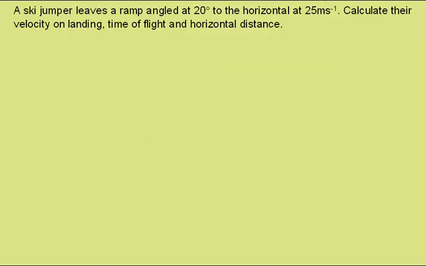A ski jumper leaves a ramp angled at 20 degrees to the horizontal at 25 meters per second. Calculate their velocity on landing, time of flight and horizontal distance. I'm going to start by drawing in the velocity and adding a line here so I can show that it is at 20 degrees to the horizontal.